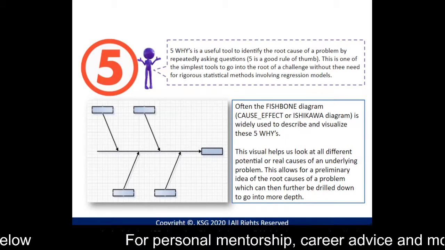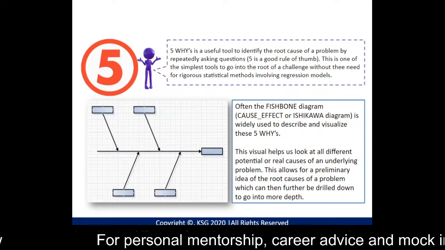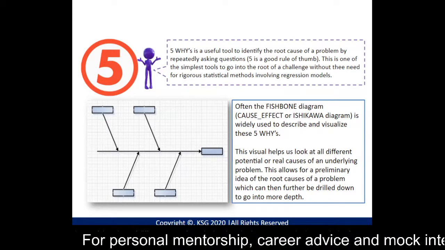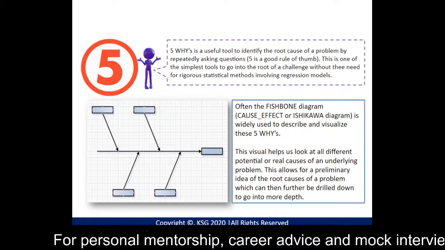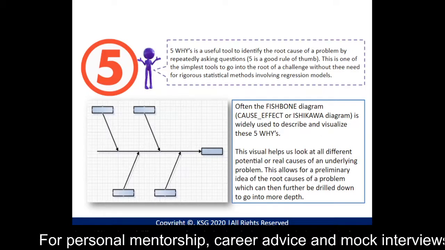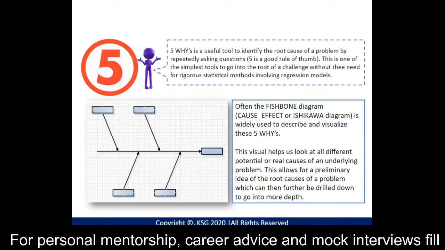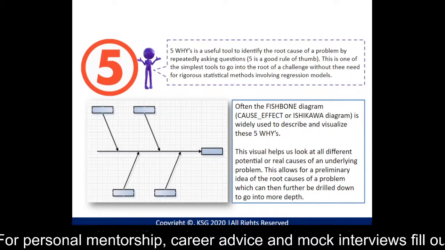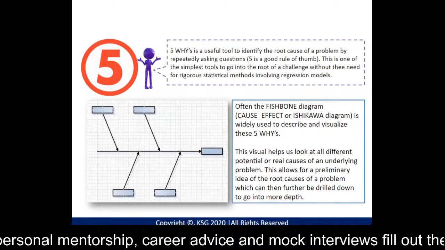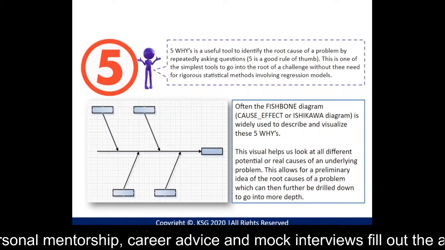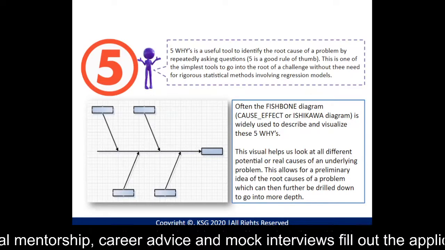Now, five is a good rule of thumb here. You could ask six questions, you could ask 10 questions, but five seems to be a good number and a standard for you to ask, for example, to solve a problem. And this is one of the simplest tools to go into the root of a challenge without any need for rigorous statistics or rigorous model building exercises involving predictive models, regression models. These are all not required at all.